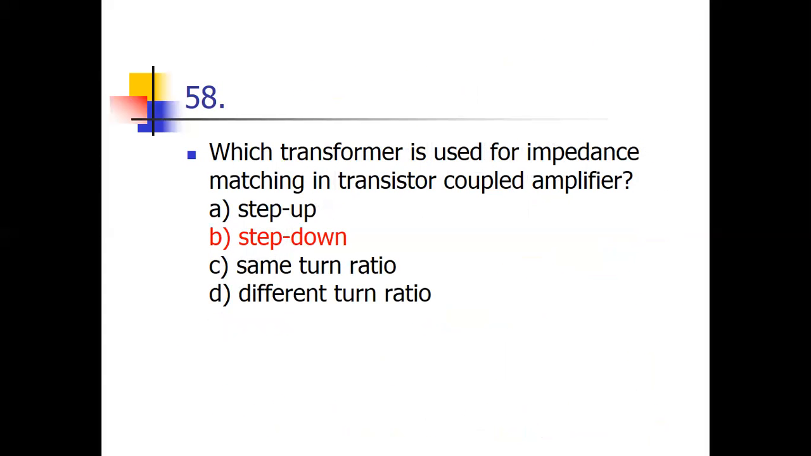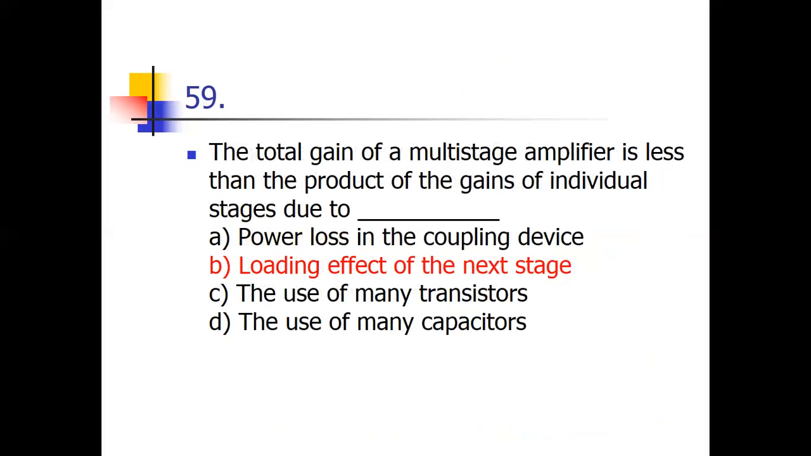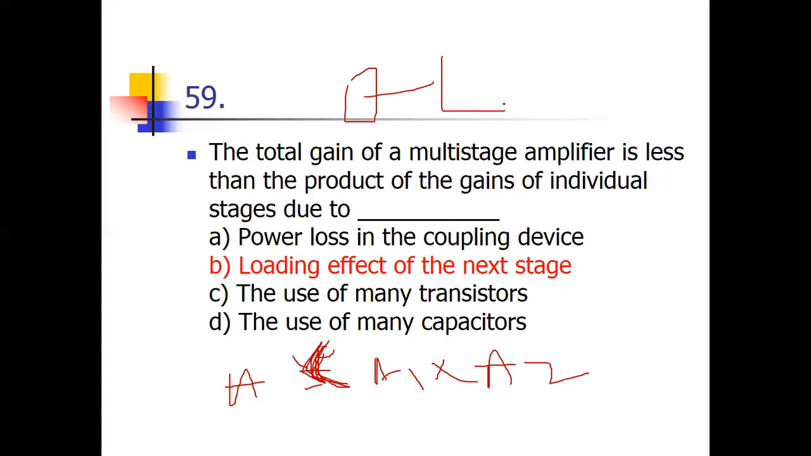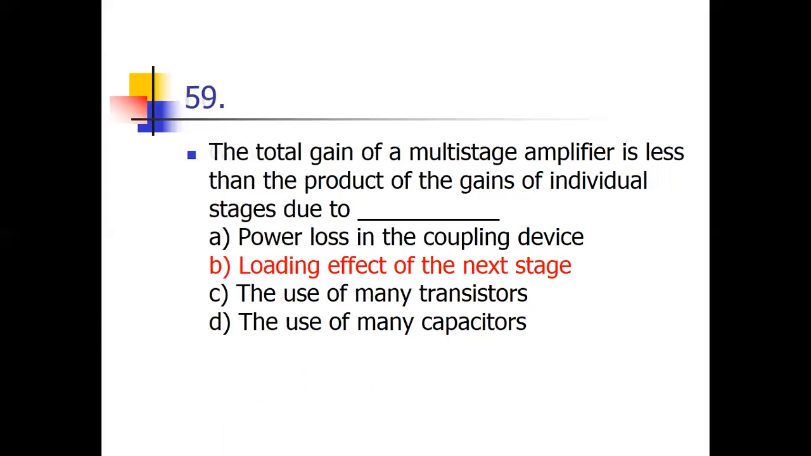Which transformer is used for impedance matching? Definitely step down. Okay. The total gain of a multi-stage amplifier is less than the product of the gains of the individual stages. Yes, actually we write A equals A1 multiplied by A2 multiplied by A3, but the value is approximately the same, meaning it is less than the multiplication of gains. Why does it happen? Because one stage's output is the input of another stage. Due to this stage by stage coupling, there is a loading effect. Due to the loading effect, the total gain can be less than the multiplication of individual gains.